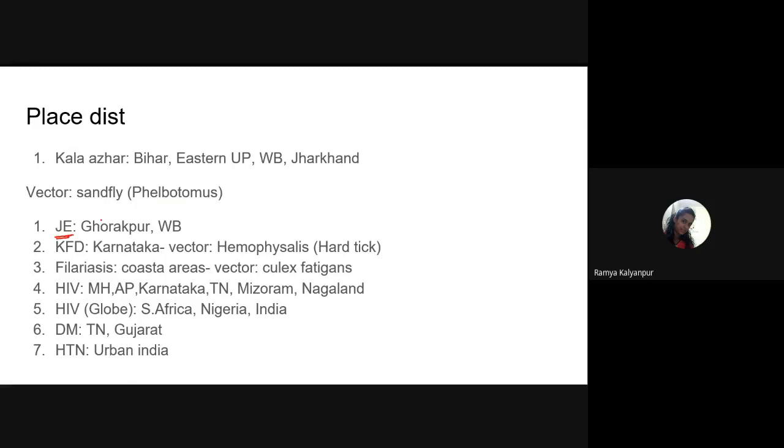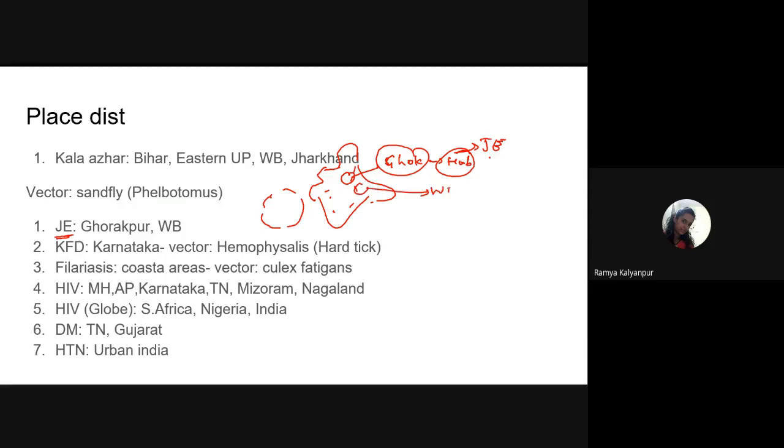Next, what is JE? That is Japanese encephalitis. This Japanese encephalitis is present all over India. But it even shows a place distribution, even though it is present everywhere, because there are certain places where maximum cases are reported. For example, Eastern UP, that is Gorakhpur. Gorakhpur is called the hub, where maximum cases of Japanese encephalitis are seen. And again West Bengal. So these are the two states in India where you can expect maximum cases of Japanese encephalitis.